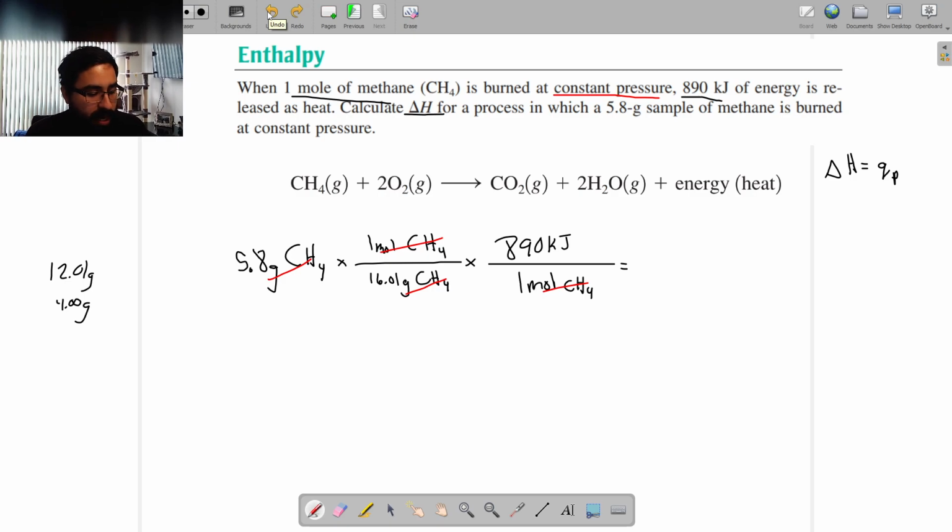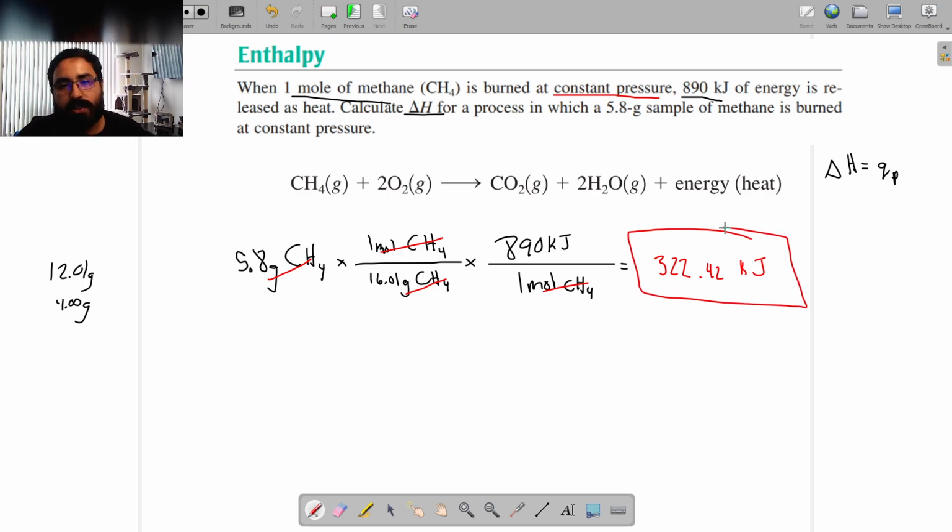So let's do this math really quick. 5.8 grams divided by 16.01 times 890. And this right here is going to be 322.42 kilojoules. Now, is this the correct answer?